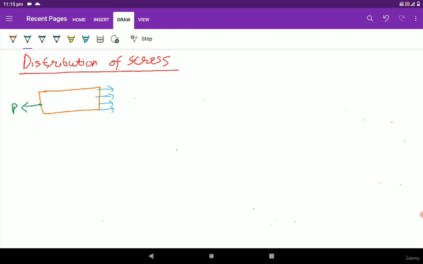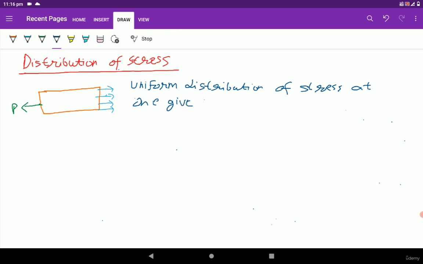So we can say that there is a uniform distribution of stress at one given cross section.